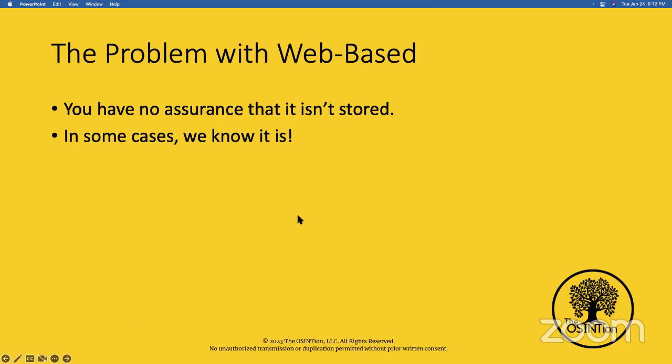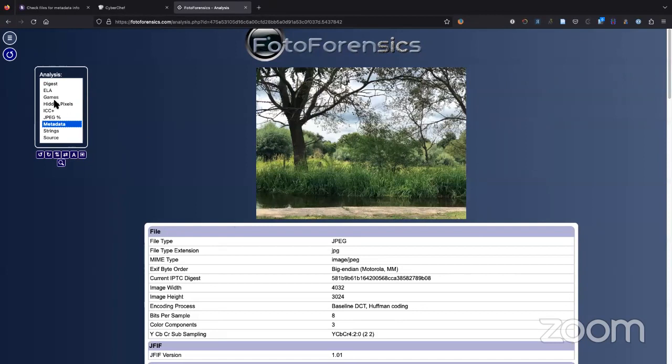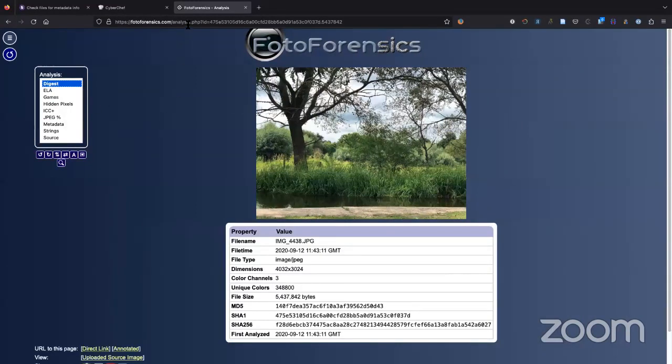We know it is. And case in point, we have it right here. So if we go back here to digest, notice the file name of this. So right here is the SHA-1 hash, starts with 475E. This starts with 475E. This ends in 037D. This ends in 037D. And then we have a period here, and then we have 5437842. 5437842. So this website stores it because I can share this link with you, and I will share it.